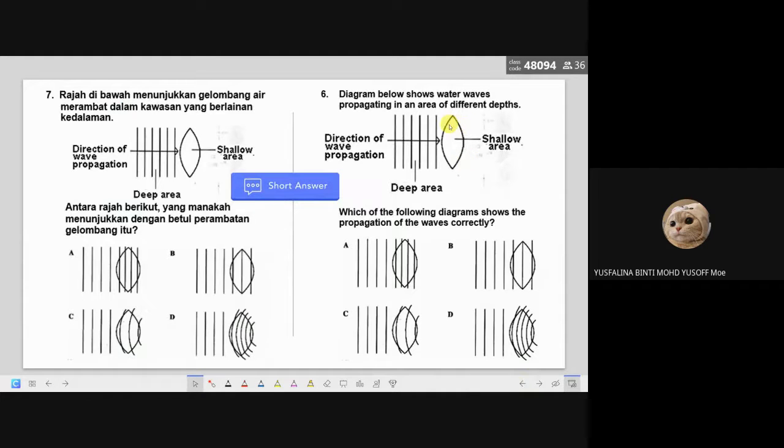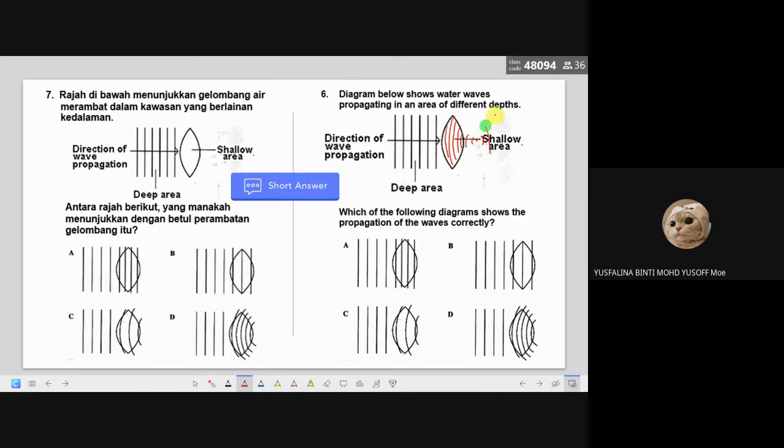When it enters the convex shape of the perspex, so this is the convex shape. The wavelength here should be closer to each other because this is the shallow area, right? Then you have to know that convex actually focuses all the wavelengths to one point. So they will focus to one point here. So this is the F.